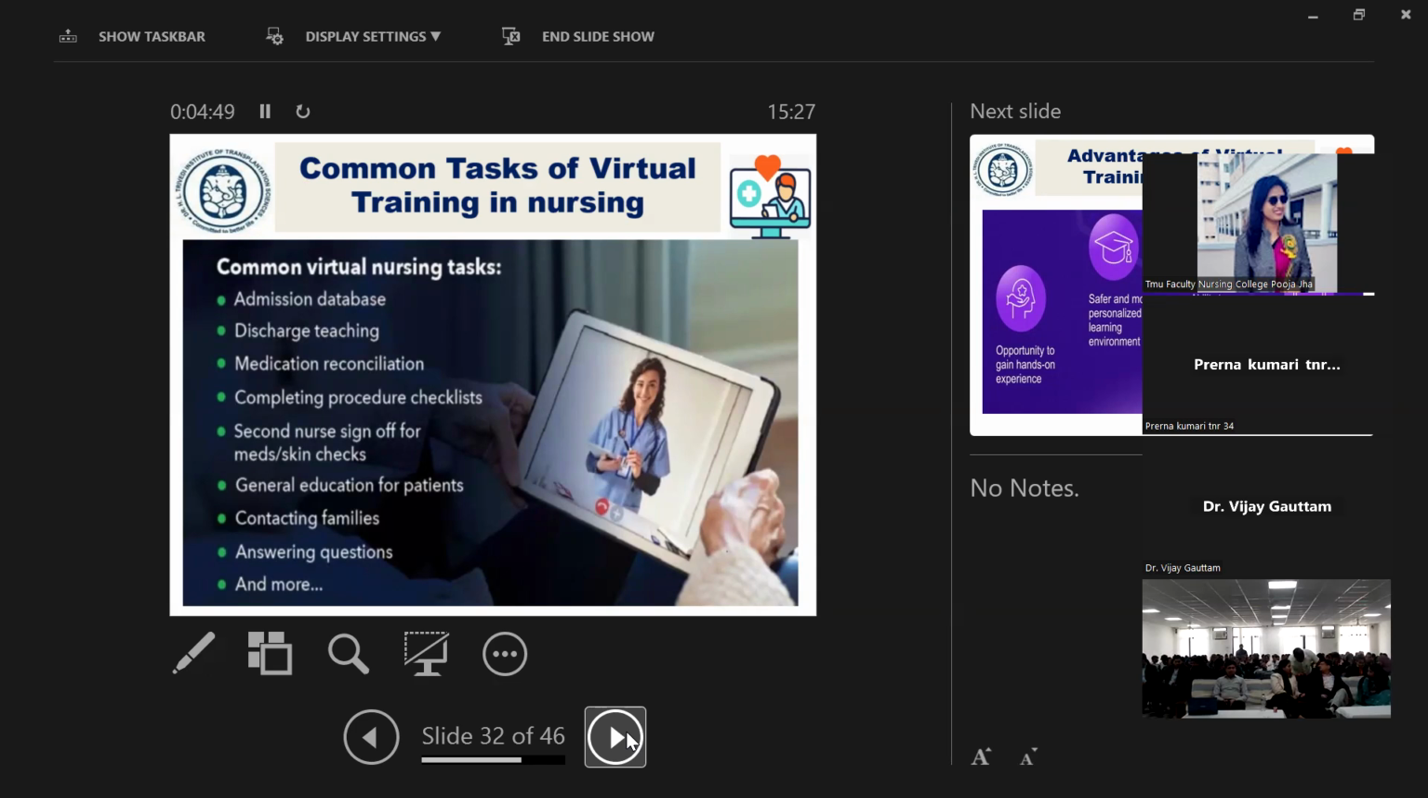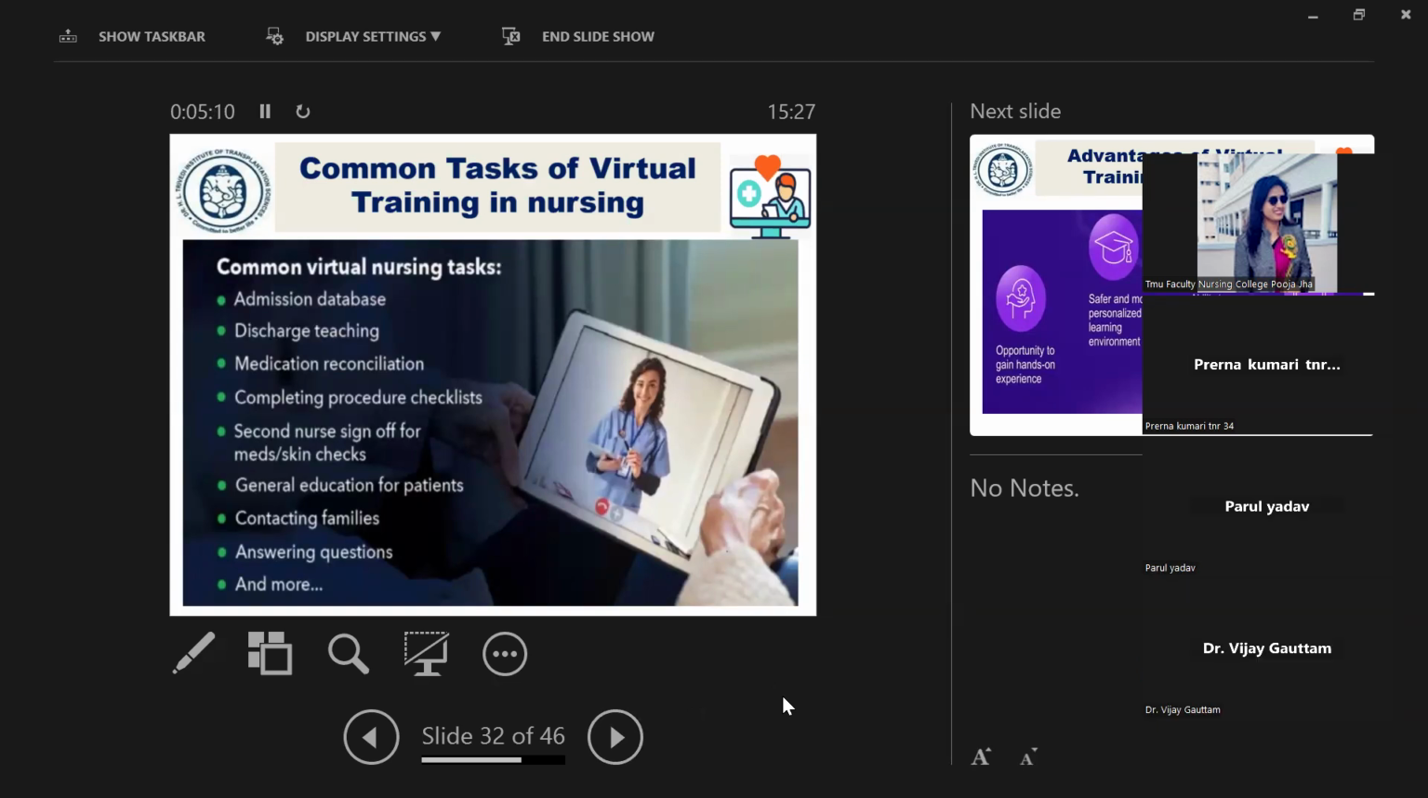Second, nurse sign-off for medication or skin check. Through this digital mode, we can check how to assess skin disease and so on. It is part of our digital mode. General education for the patients: we can provide health education related to diet, exercise, or certain kinds of activity through the virtual mode. Contacting the families who are far from the particular center or cities, we can counsel the families according to their requirements, answer their questions, and perform many more aspects through virtual training. Go to the next slide, please.